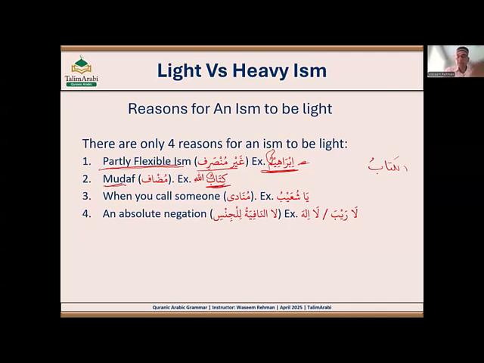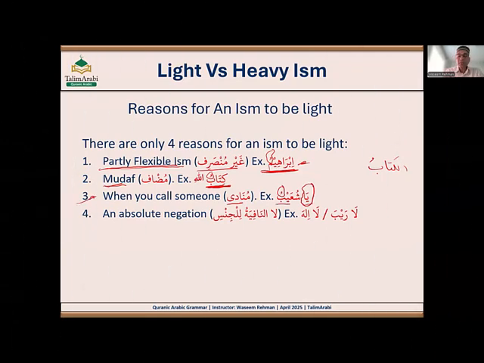Now what is mudaf? It's a future topic, but right now you can just memorize it if you want. So if a word is partly flexible, it will be light. If a word is mudaf, it will be light, with a single dhamma. And when you call someone, like Ya Shu'aibu, Ya is for calling, like O, right? Ya Shu'aibu, O Shu'aib. When you call someone in Arabic, it's called munada. So whenever we call someone with Ya, that ism would not be heavy, it would be light. And light means dropping the tanween. So we're going to drop the tanween.